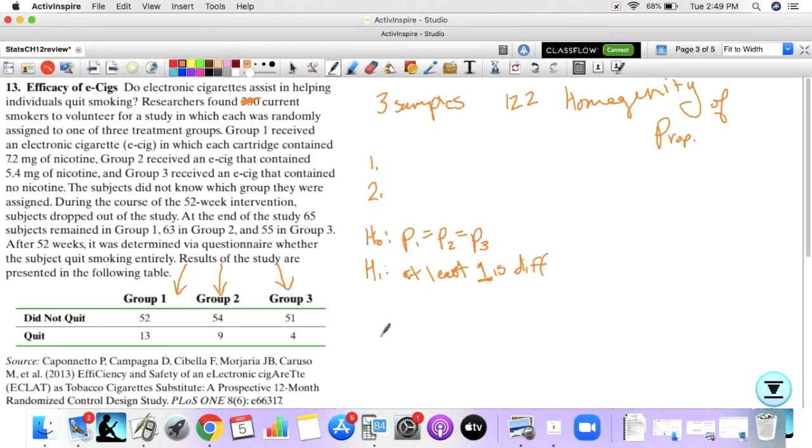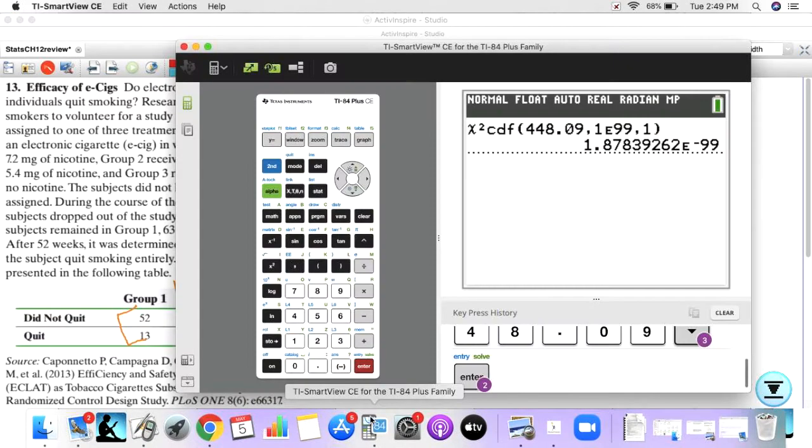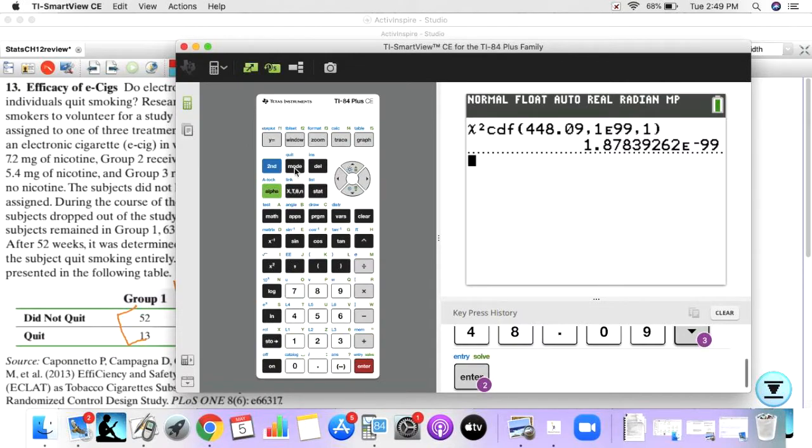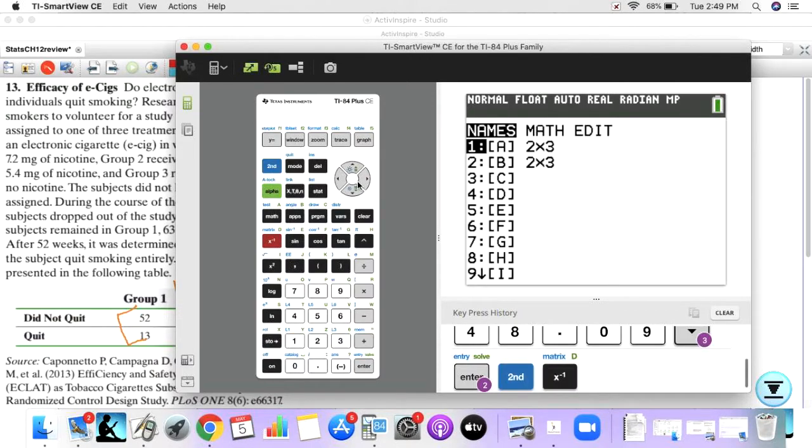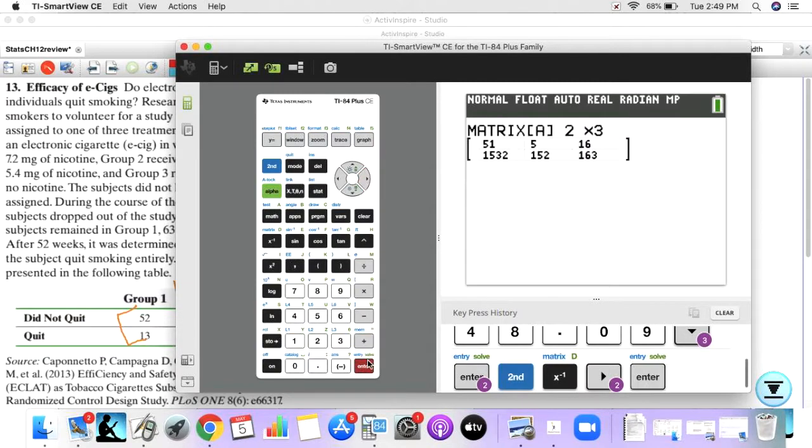We get our test statistic from our calculator along with our expected values. So to be able to run the test, we actually need to put all of these numbers in a matrix. So we're going to go to our calculator, into our matrix options. We're going to do second matrix, go over to edit, and change it to a 2 by 3, so it's perfect. So I'm just going to go down and start editing these values.